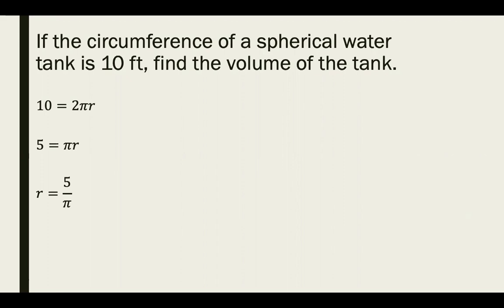Now we're going to plug that 5/pi in for the radius in our formula for volume. So, right, volume is 4/3 pi r cubed. So we're going to have 4/3 times pi times 5/pi to the third, just like before. Put this in your calculator, and if you don't get that answer, see me, and I'll show you how to type it in.